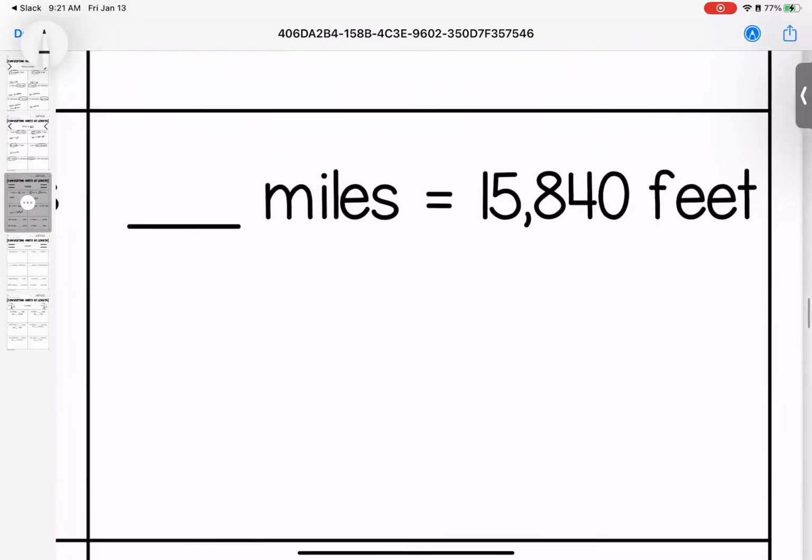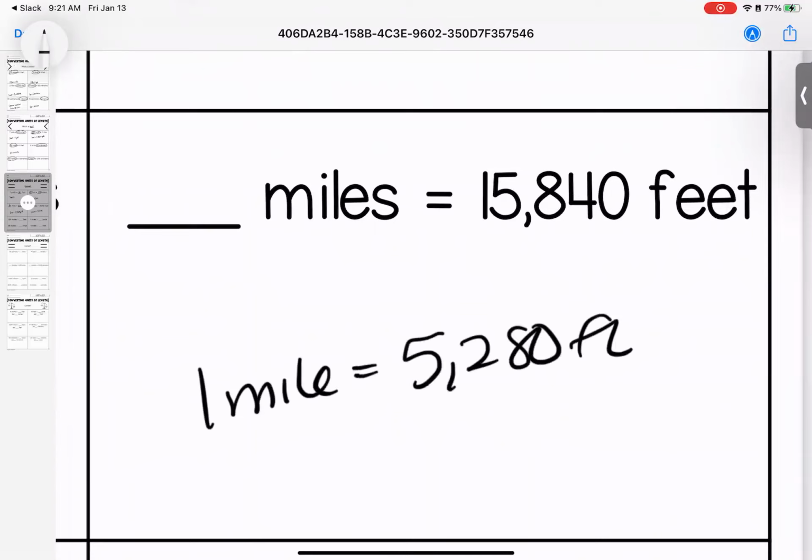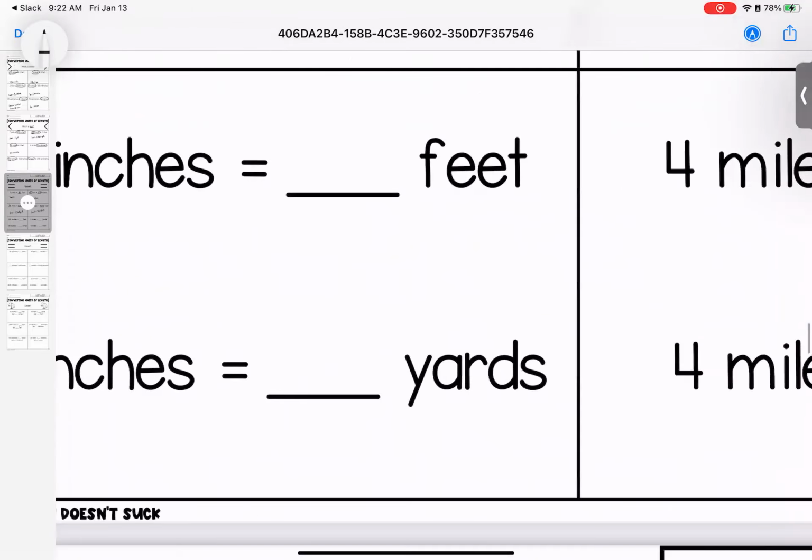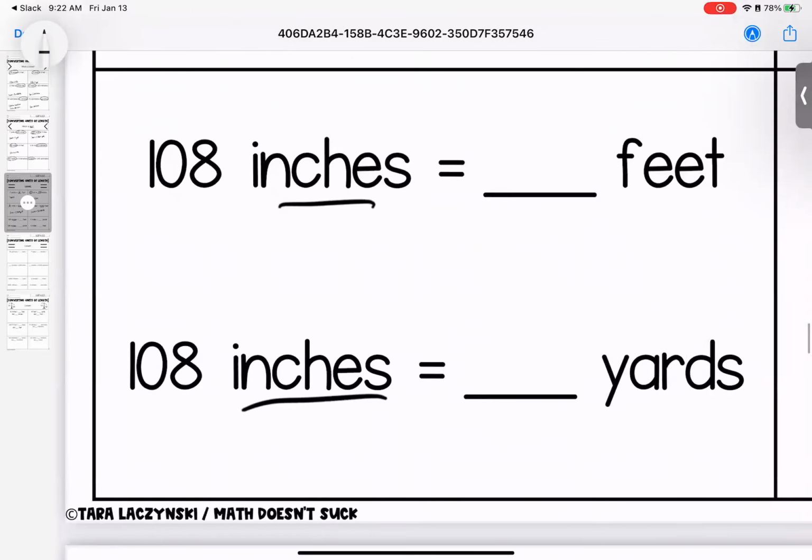Same thing over here. 1 mile is equal to 5,280 feet. So since we're going from a larger amount to a smaller, because we need more feet to go into a mile, we're going to divide and we get 3 miles. Coming down here, we have inches and inches, but one is feet and one is yards, so be careful. 12 inches is 1 foot, so 108 inches is 9 feet.